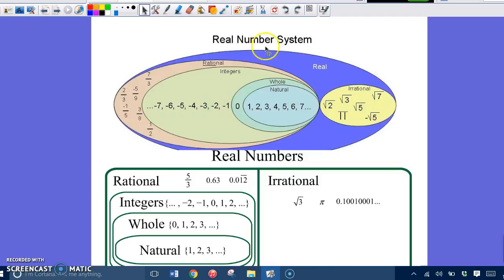So natural numbers, whole numbers, integers, and rational numbers. Got it? And irrational numbers, because they're crazy, they need some space by themselves. Here's another good chart that has examples.